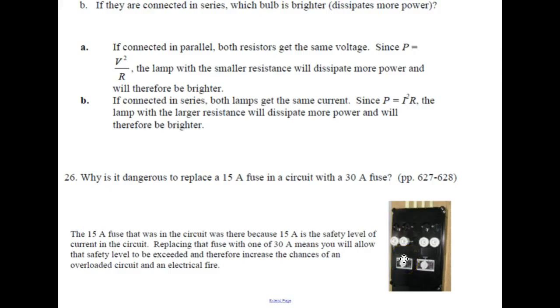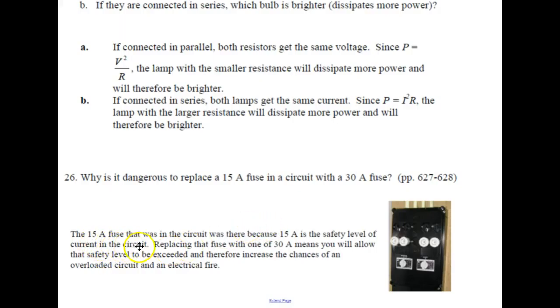People would run out of the fuse that would be required to safely operate that line, and they'd have a different one laying around, so they would just plug that in there because it was inconvenient for them to not have the electricity on for that line. The problem is the 30 amp fuse will allow 30 amps of current to flow through that circuit. The reason you have a 15 amp fuse put in there in the first place is because that's the safe level of current that is supposed to be allowed in that circuit.